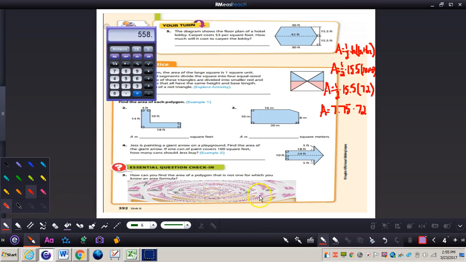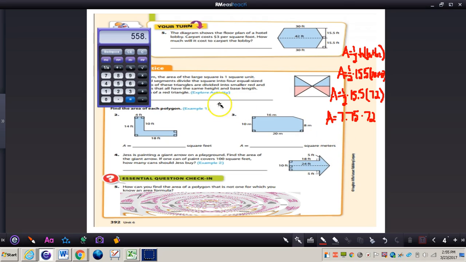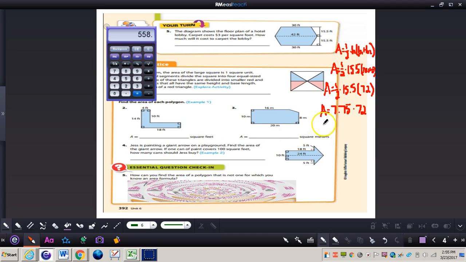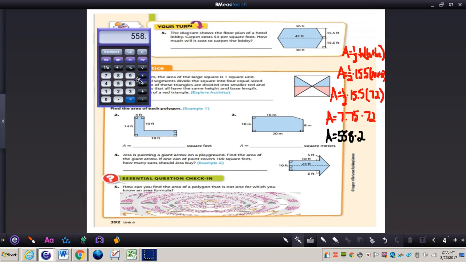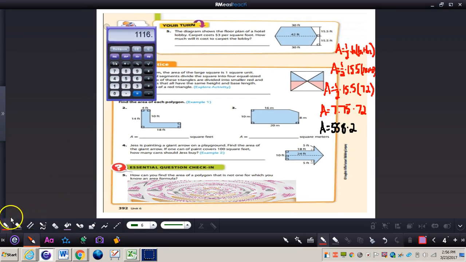So now to find the area of the total shape, since there are two exact trapezoids, we take that 558. First of all, we write area equals 558. We're going to multiply this now by 2 to get the area of the whole entire shape. So 558 times 2, you can see, is going to give me 1,116. So the area of this whole shape is 1,116. Now that is not the answer to our question though.